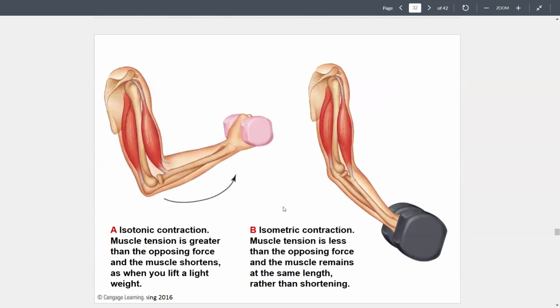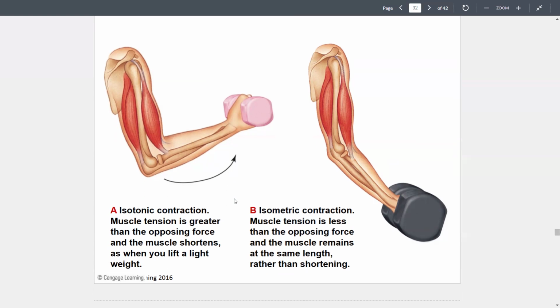There's two types of exercises that you've probably heard of. One is called isotonic, and that's where you actually move your muscle. So here the muscle tension is greater than the opposing force, the muscle shortens, and then you lift a light weight. So that's an isotonic contraction. Isometric is where you're contracting your muscle, you're holding a weight or a force, but you're not moving your bone, you're not moving your muscle up and contracting it. So that's called isometric. If you're doing physical therapy, if you have an injury, the physical therapist might start you on isometric and then move up to isotonic where you're actually moving the bone.